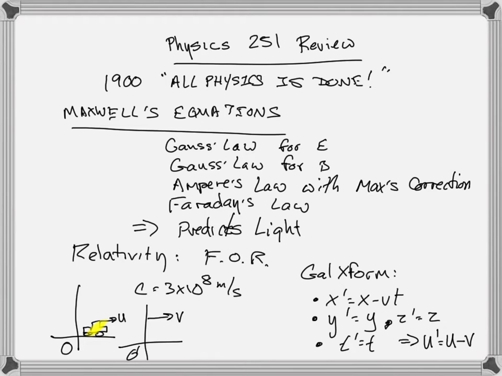So this does not work for light. No matter how fast you travel relative to the light source, it's still traveling 3 times 10 to the 8th meters per second relative to you. That's what Maxwell's equations predict, and the question is, is that true? It's a hard thing to test because of the high speed of light.